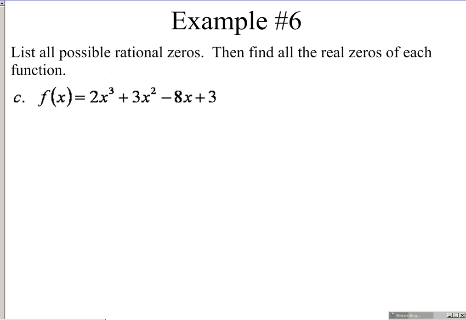Last one, do the same thing. List all the possible rational zeros, then find all the zeros.